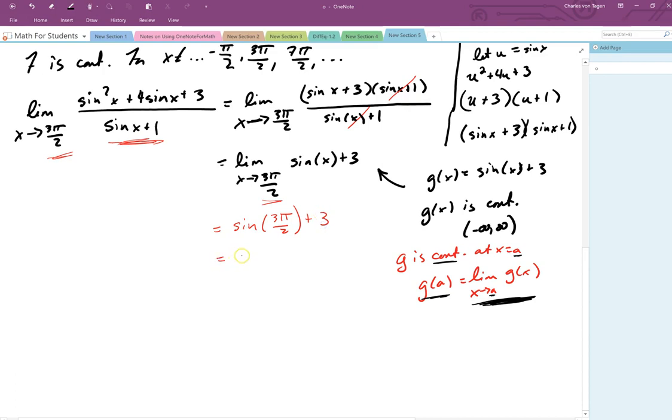Well, the sine of 3 pi over 2 is negative 1, and we end up with 2, and that's our solution. Hope this was helpful.